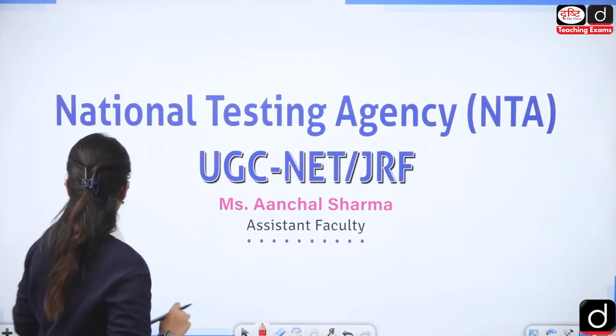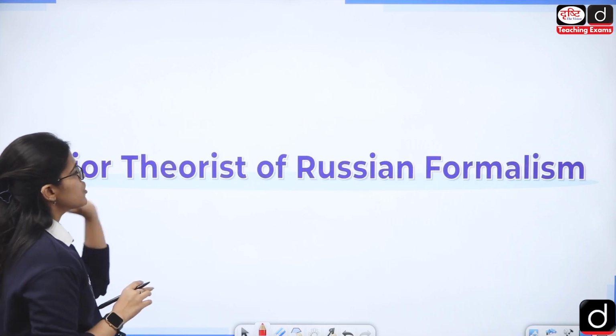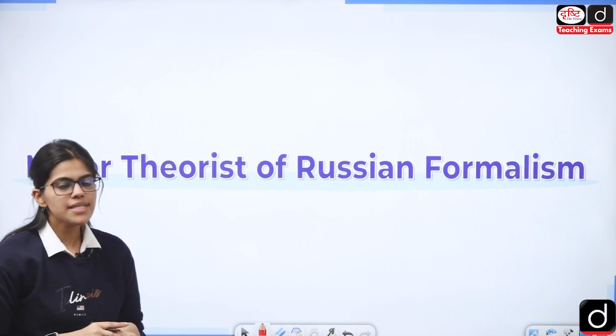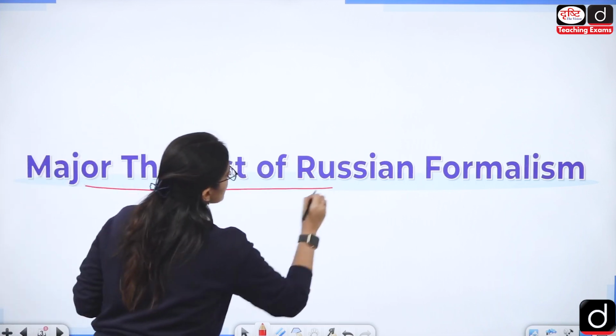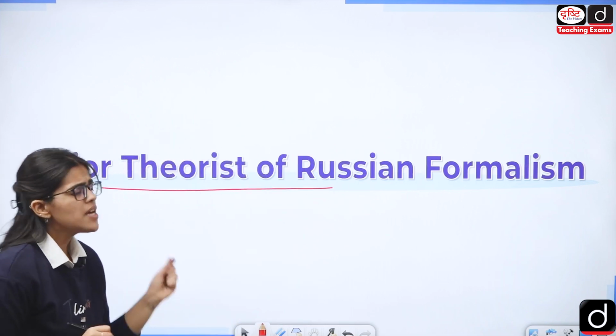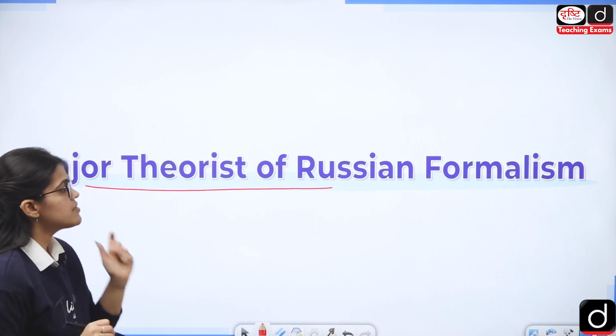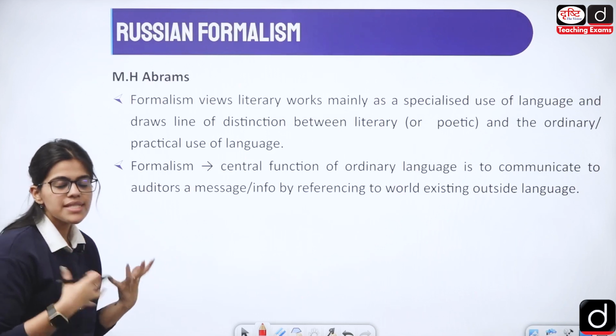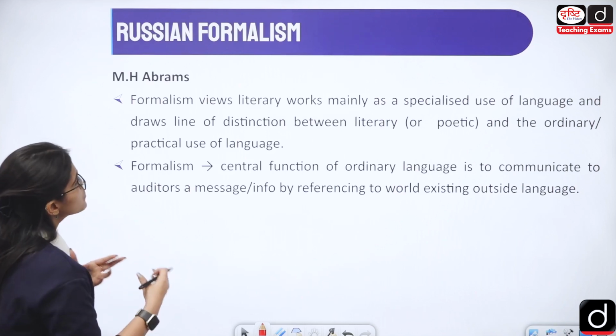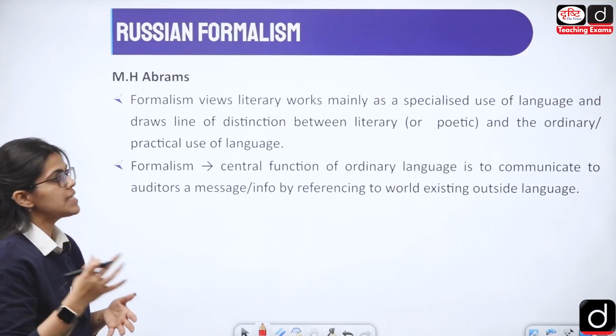Today we are going to talk about the various major theories associated with Russian formalism. We have already discussed what Russian formalism is and what theorists are associated with it, but today we are going to study them in greater detail.